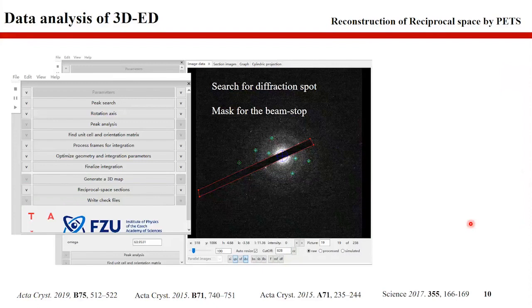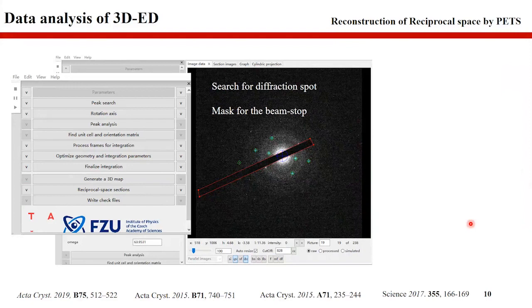Here is another software for the reciprocal space reconstruction. It is called PETS. PETS was specially developed for the 3D PEDT data. The main point of the PETS software is to integrate both the kinematic intensities and the dynamic intensities for the structure refinement using precession electron diffraction tomography and dynamic diffraction.